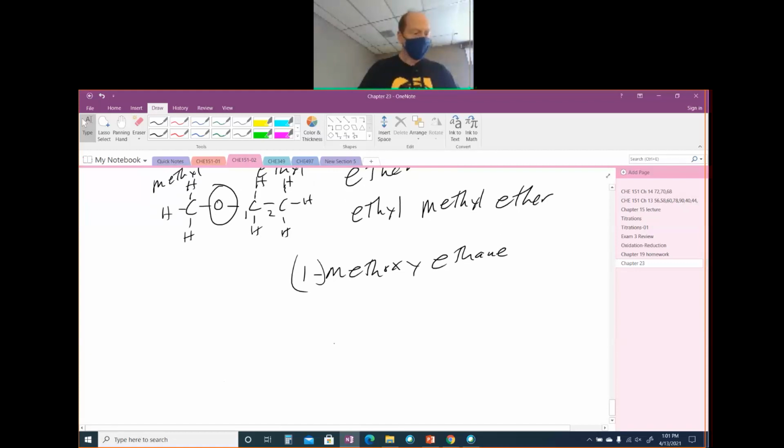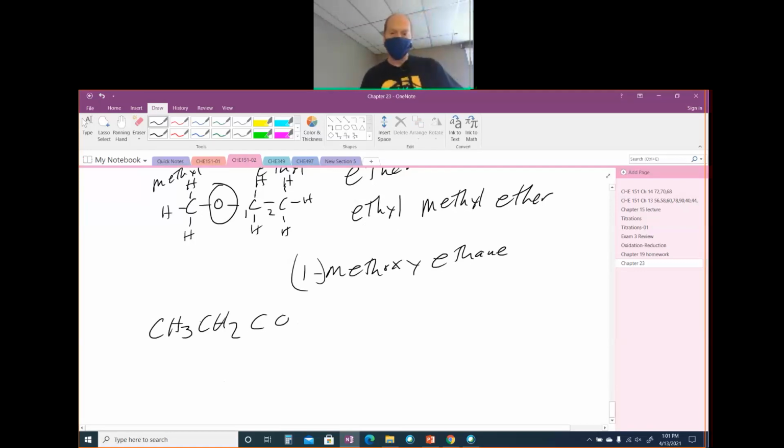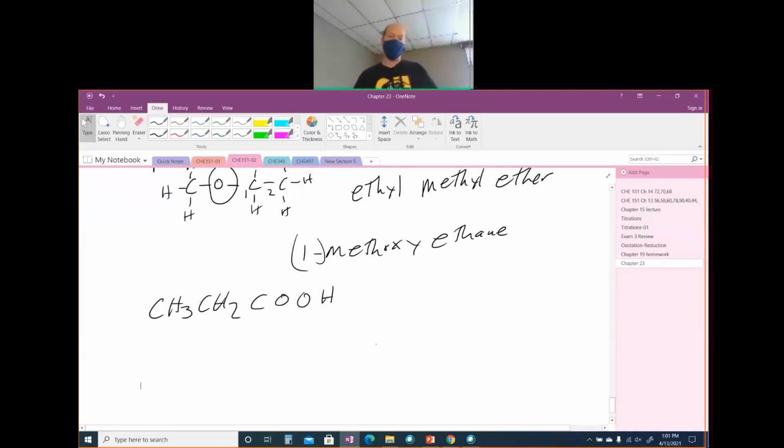All right, the next one is a CH3, CH2, COOH. Again, this one people will get wrong all the time, but you have to put 4 bonds to carbon. So your first one is CH3. Got to keep that together. Then that's connected to a CH2. That C must have the 2 H's. And then you have a C with an O and an O and an H.